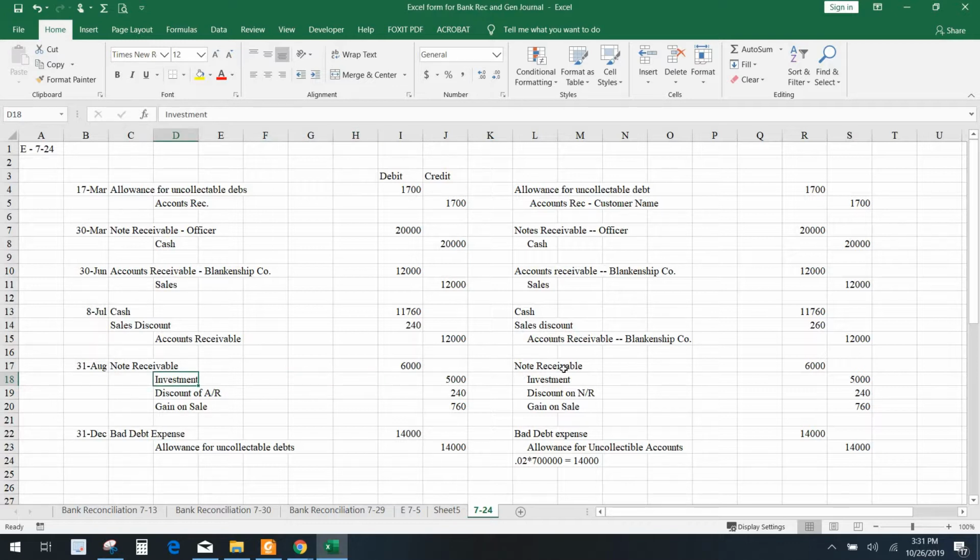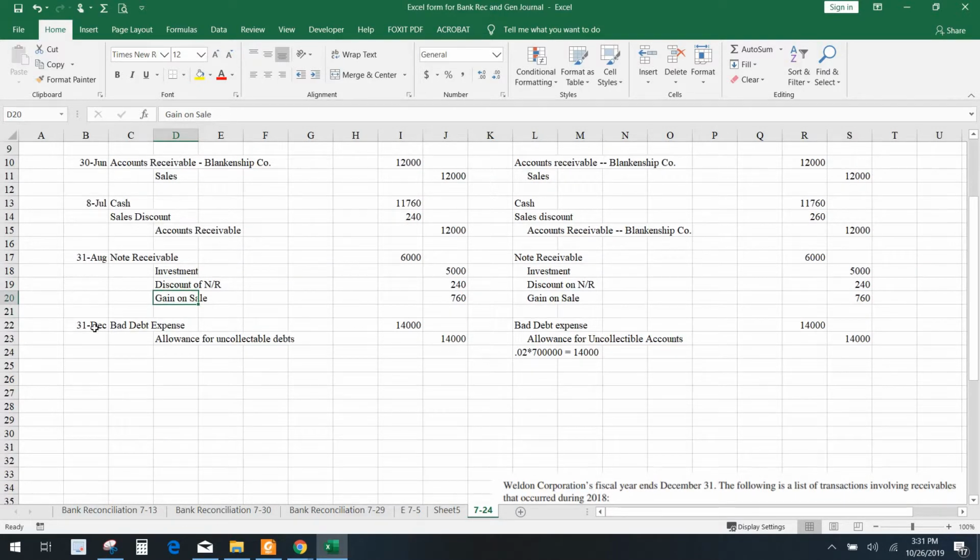And the credits are investment. The investment was 5,000. The discount was 240, discount on note receivable 240, and then the gain on the sale was 760. So we did that mostly correct. And then bad debt expense here, 14,000, allowance for uncollectible accounts, 14,000.